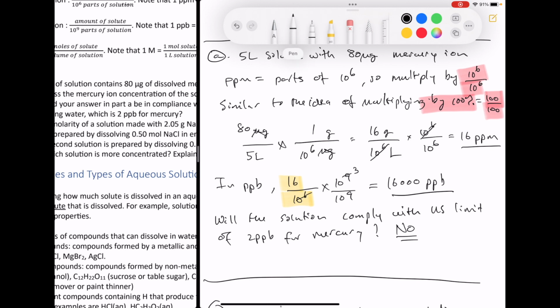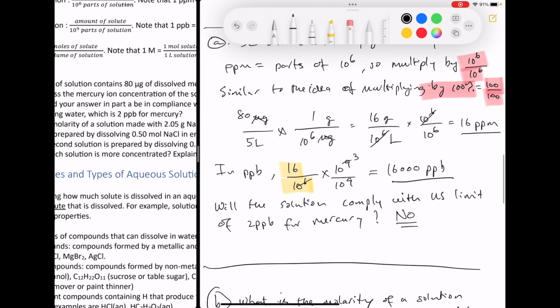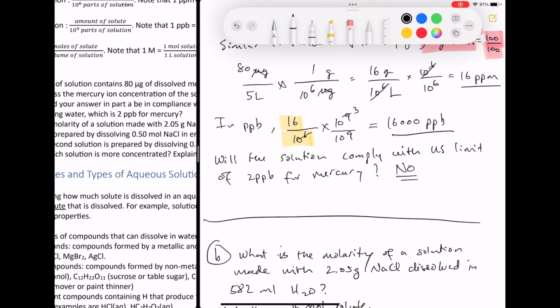Will this comply with regulations, which is 2 ppb? And the answer is absolutely not, right? Because we are so way above what is allowed for mercury in solution.